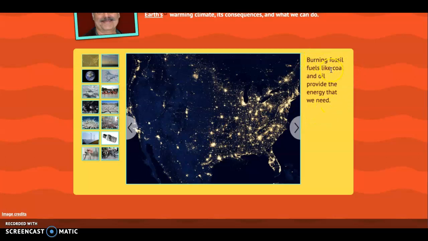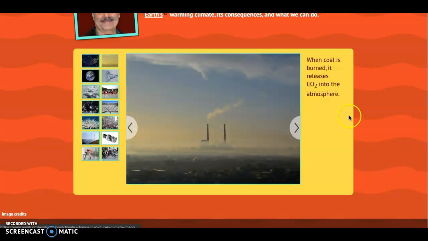This is showing us that these lights have to be generated by some form of energy, and they are being generated by fossil fuels such as coal and oil, which provide us with heat and light and any other types of electricity. And as we know, those release some form of greenhouse gas. So when coal and other fossil fuels are burned, we know that it releases carbon dioxide, also known as CO2, having one carbon and two oxygens, into the atmosphere.